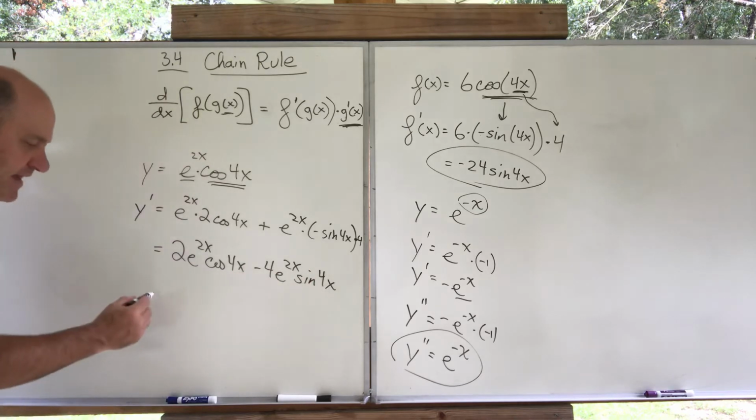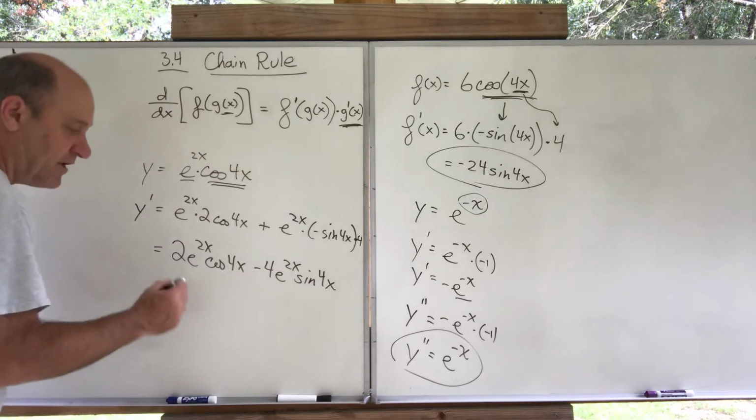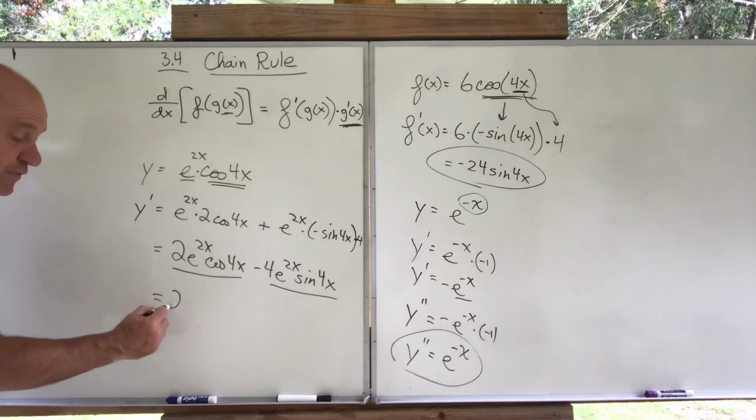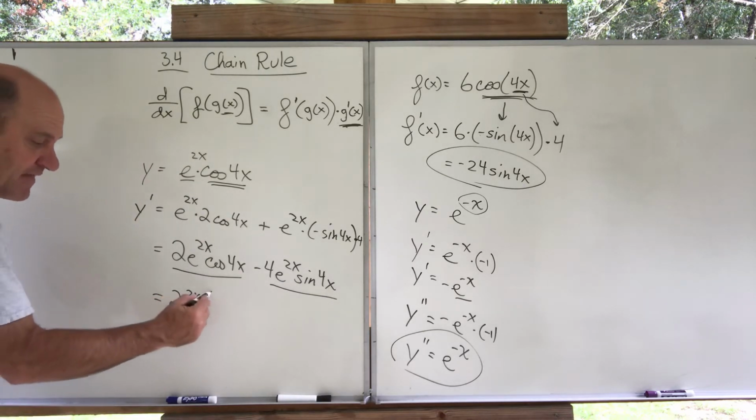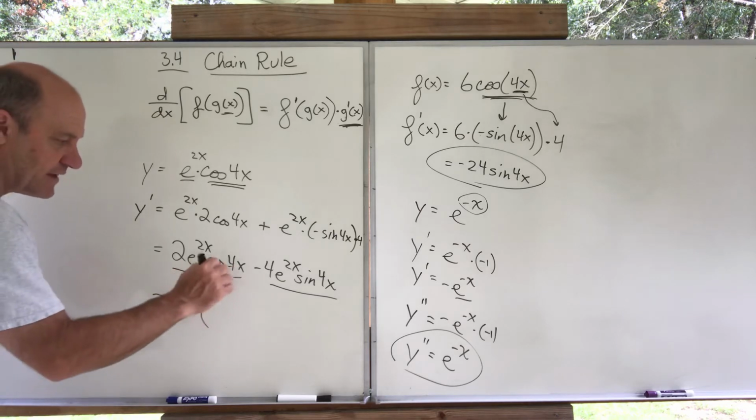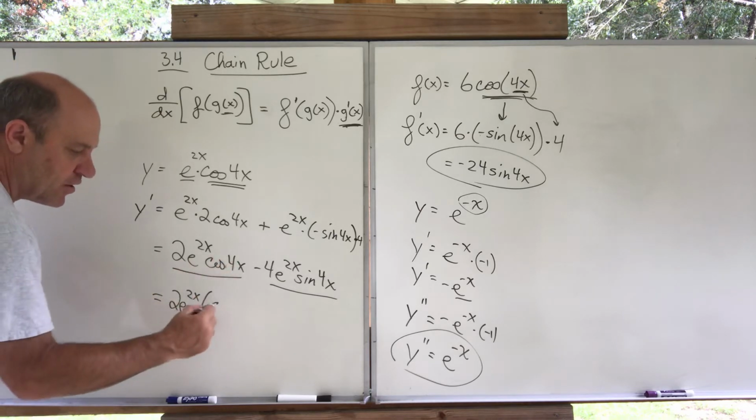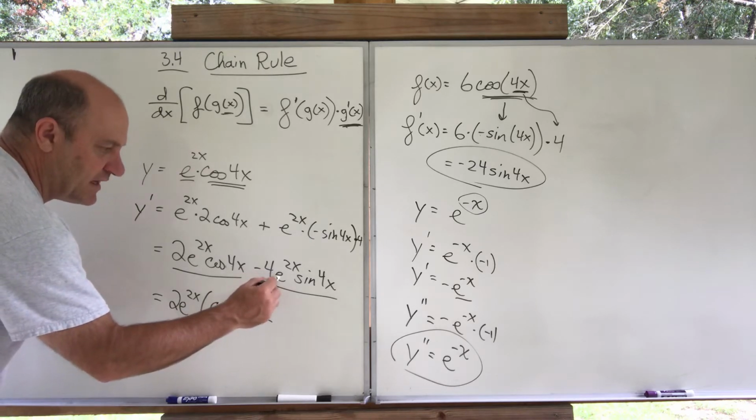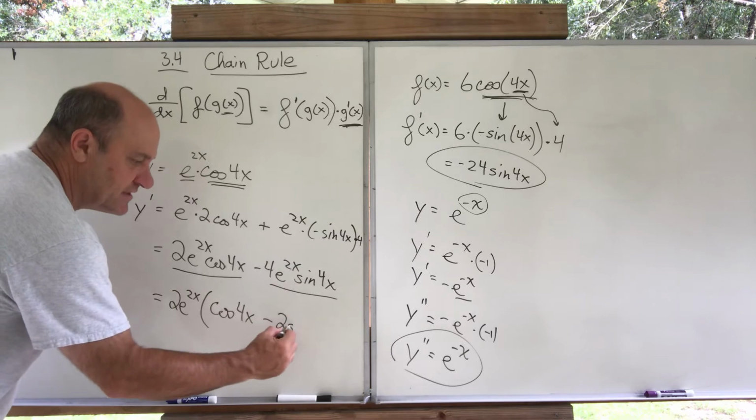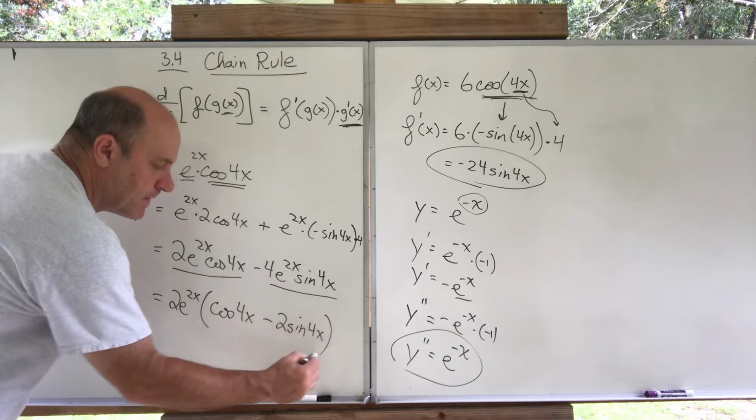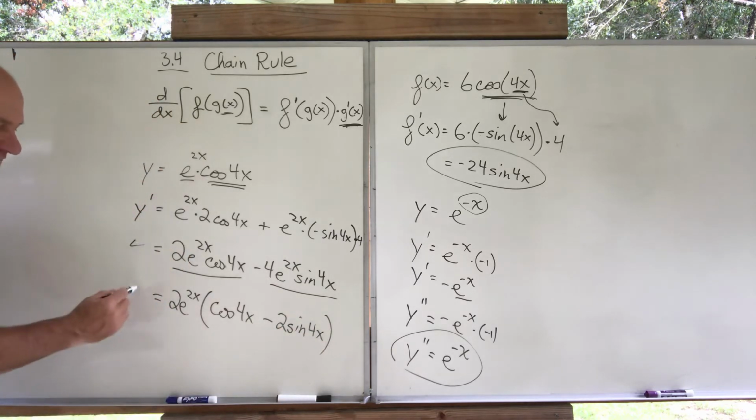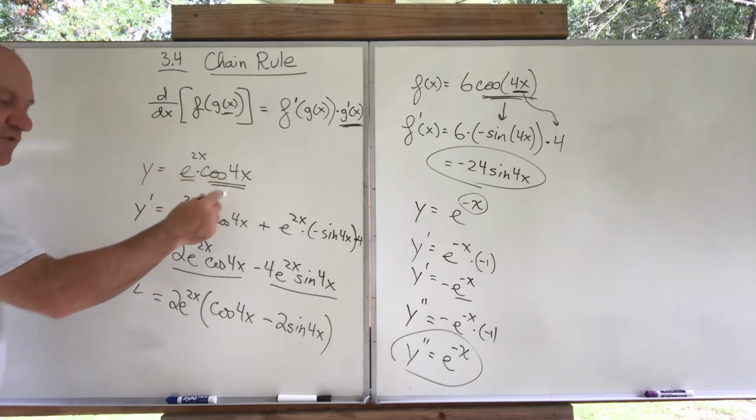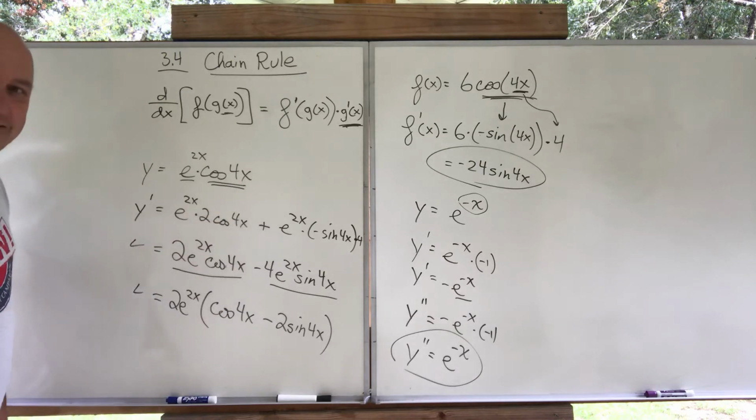That's pretty clean. You may see somebody decide to factor out this term and this term. What do they have in common? You could factor out a 2 e to the 2x. That would leave me with a cosine of 4x minus, if I factored out a 2 e to the 2x, I'm left with a 2 sine 4x. So either of these, I think, is a pretty clean derivative. But that was a product rule with a chain rule inside.